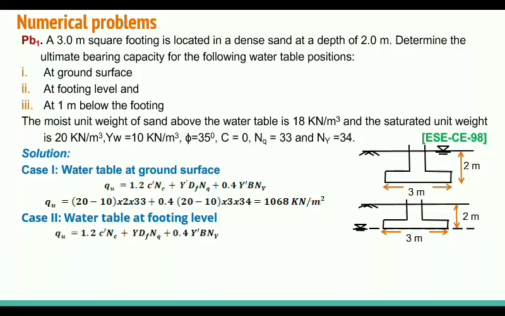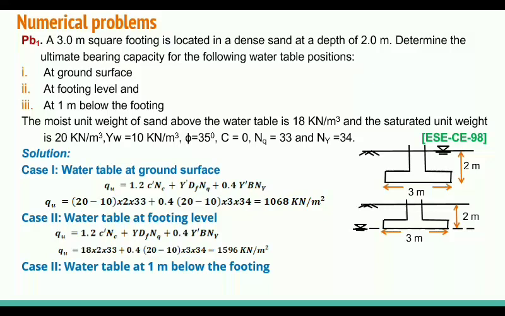The third term is due to the weight of the soil below the base of the footing, immediately beneath the base of the footing. The water table is at the base of the footing, which means that soil is in submerged condition. So in the third expression, gamma will be gamma dash. Right? So put all these values. The first expression will be 0 because C is 0. Dense sand means cohesionless soil is there. By putting all these values, we get the result 1596 kilonewton per meter square.